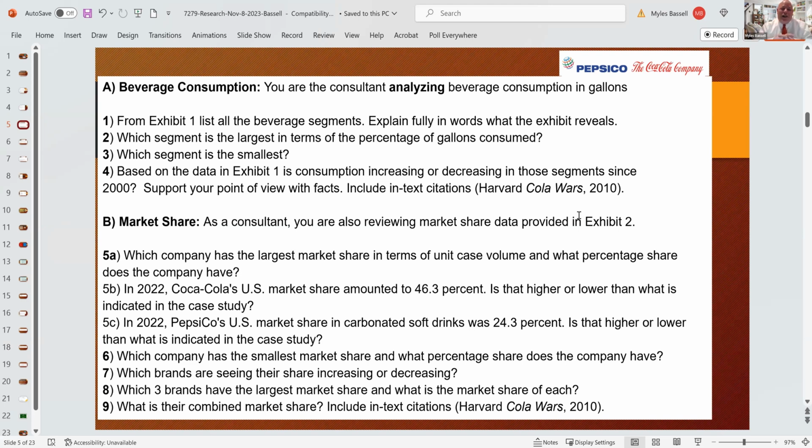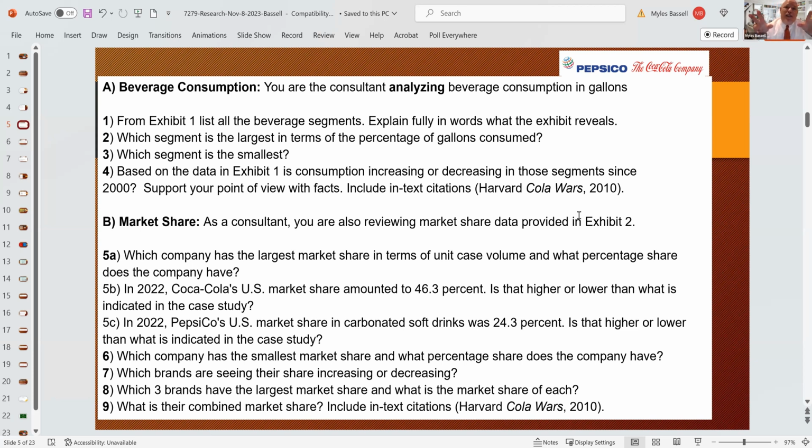What will it be in a year from now, in 2 years from now? So look at this exhibit, right? This is exhibit 1, and indicate in each of those segments whether or not consumption is increasing or decreasing. Because that's important.